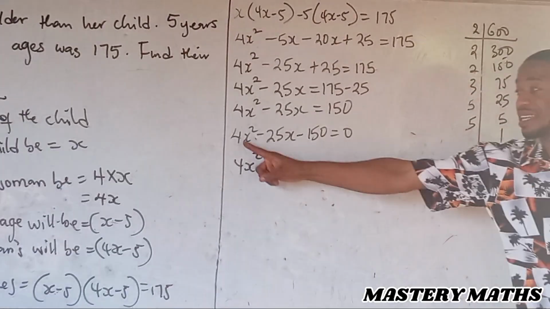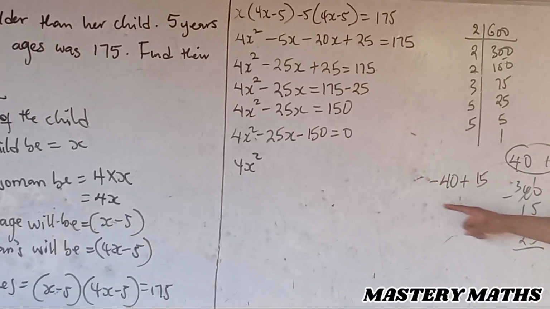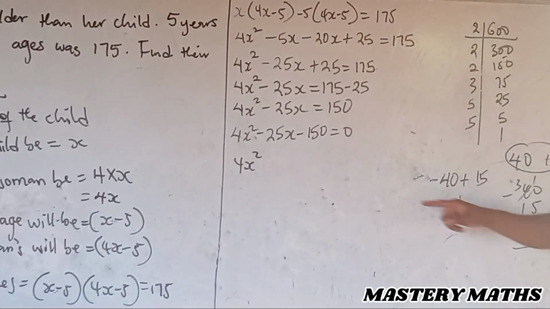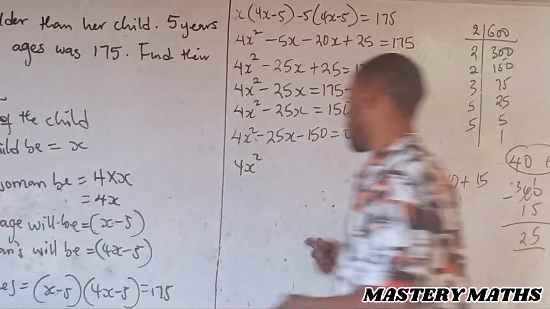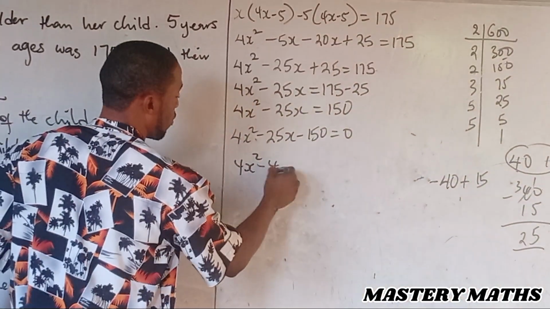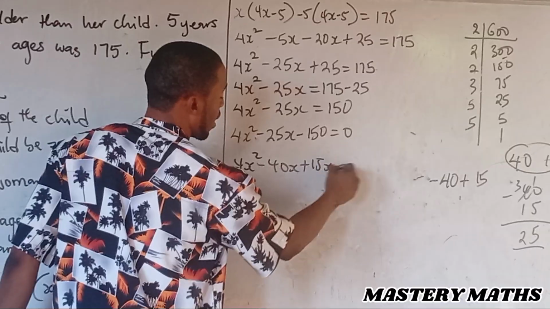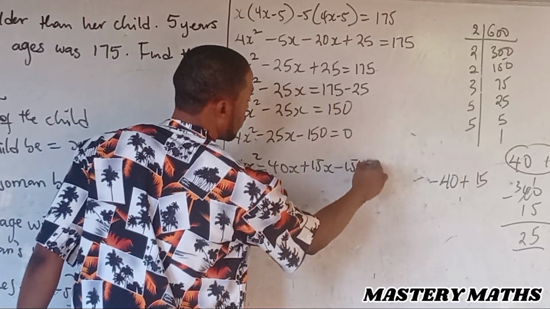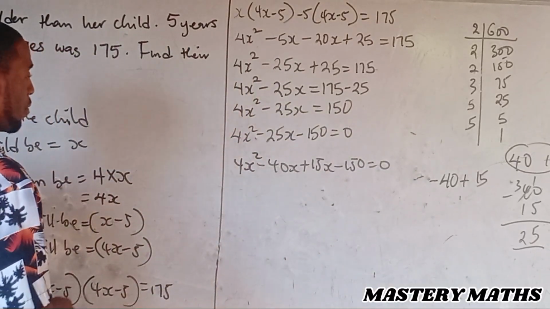So after writing down our 4x squared, instead of writing minus 25, we'll write this one that gives us minus 25. We'll put it down. Minus 40x plus 15x. That's what we'll write here. So here, we'll write minus 40x plus 15x, then minus 150, see it, equal to 0. See it now?